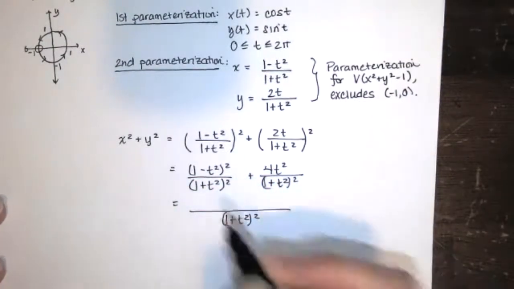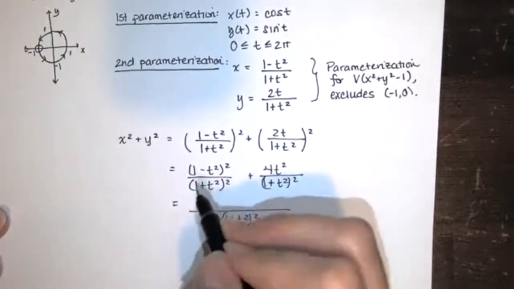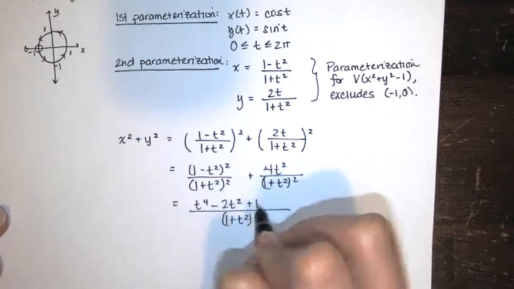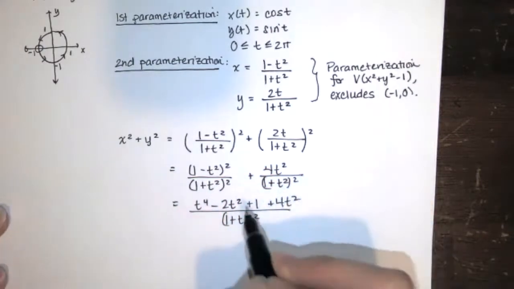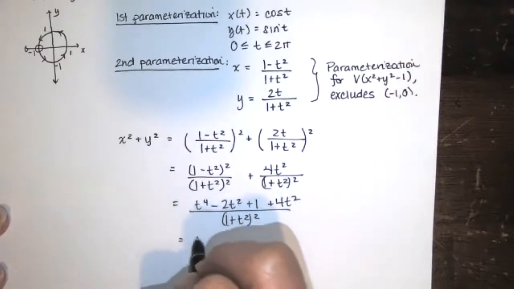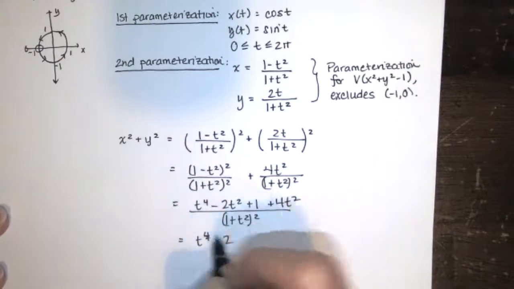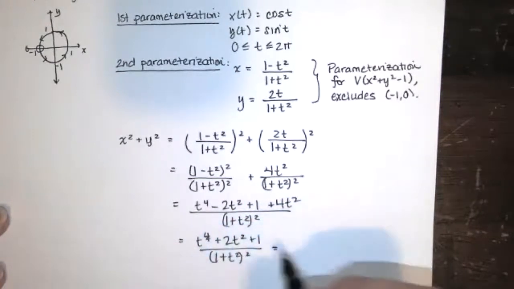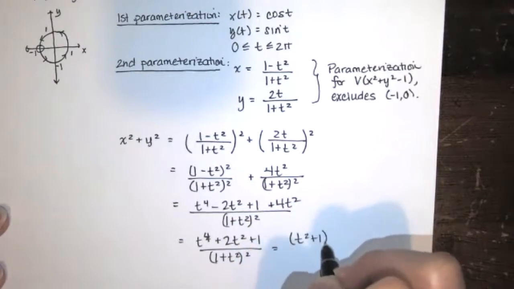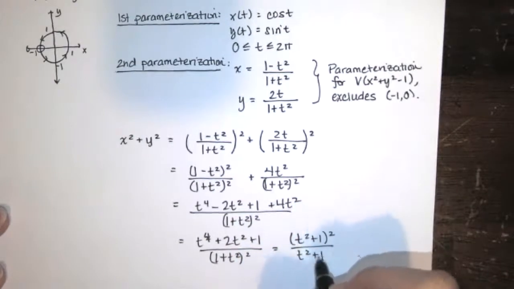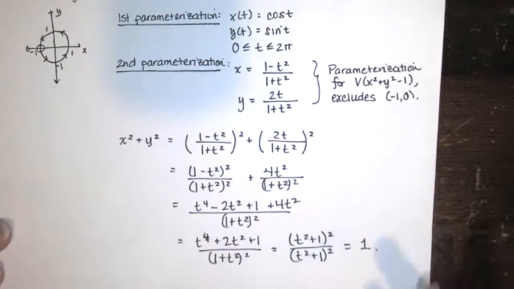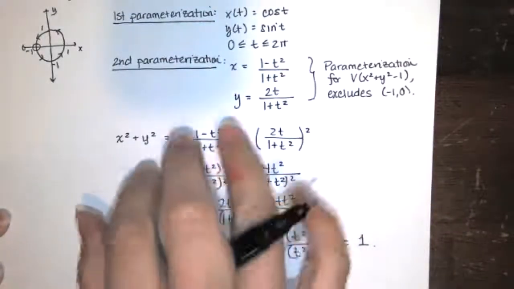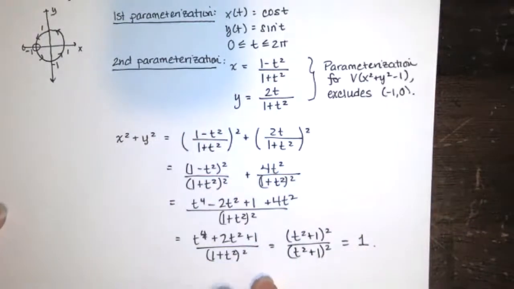And this, of course, if we distribute, gives us t to the fourth minus 2t squared plus 1 plus 4t squared. The negative 2t squared and the 4t squared give us a positive 2t squared. And that gives us a t squared plus 1 quantity squared in the numerator and a t squared plus 1 quantity squared in the denominator. And of course, that's equal to 1. So it's easy to check that these two parametric equations satisfy the equation of the circle.